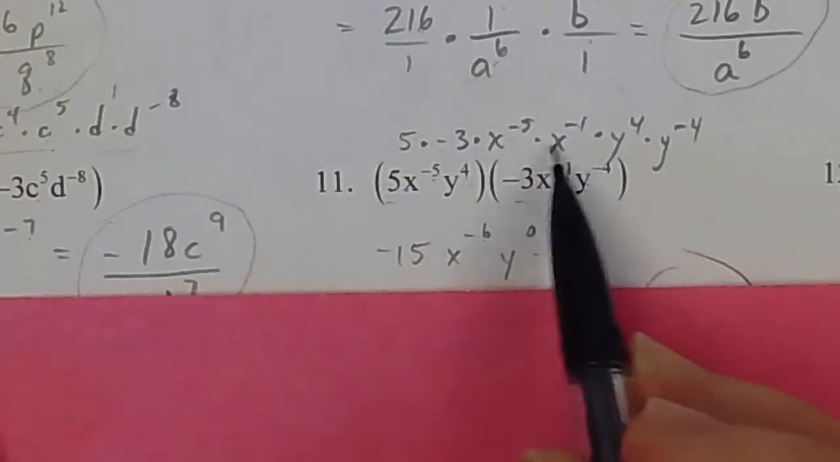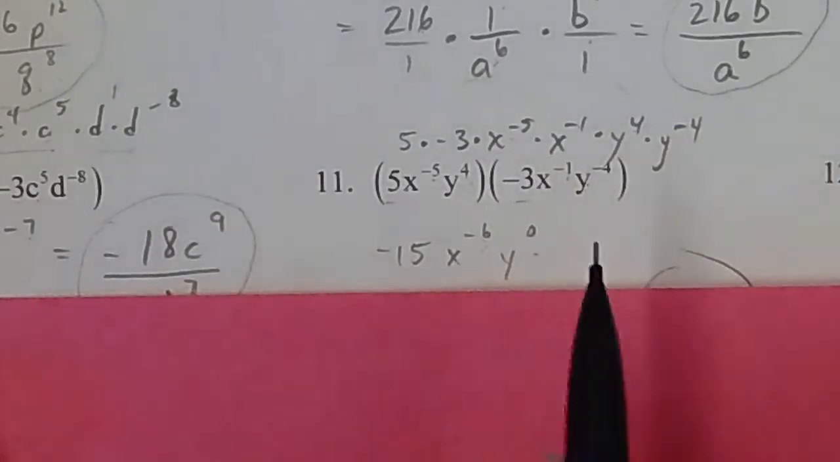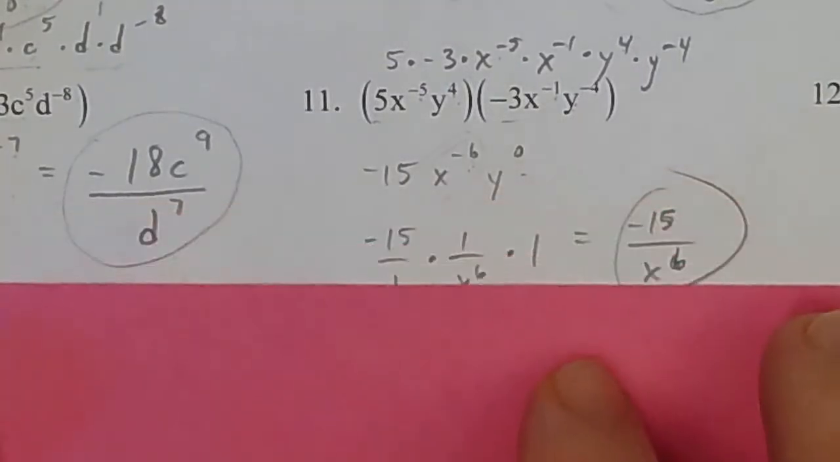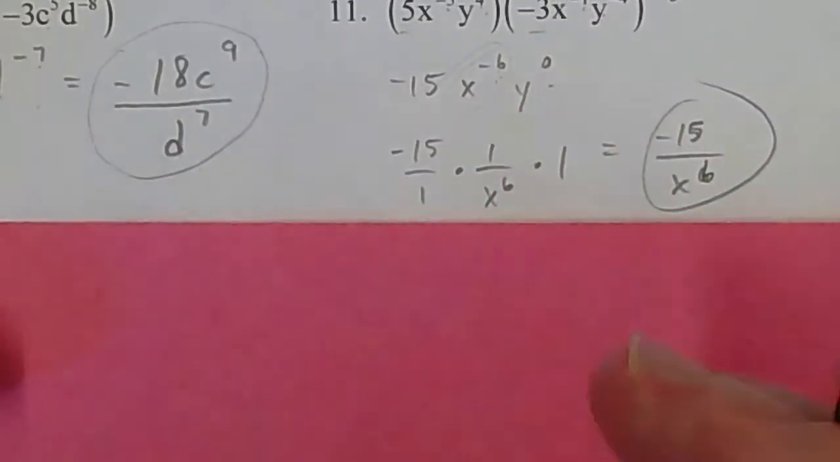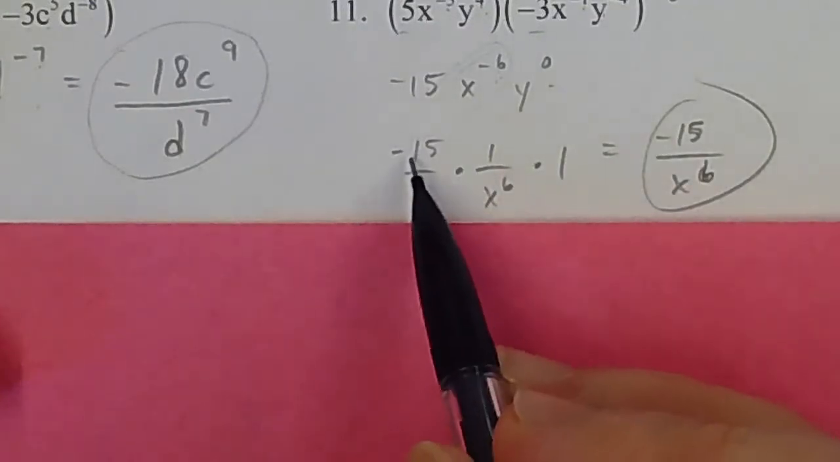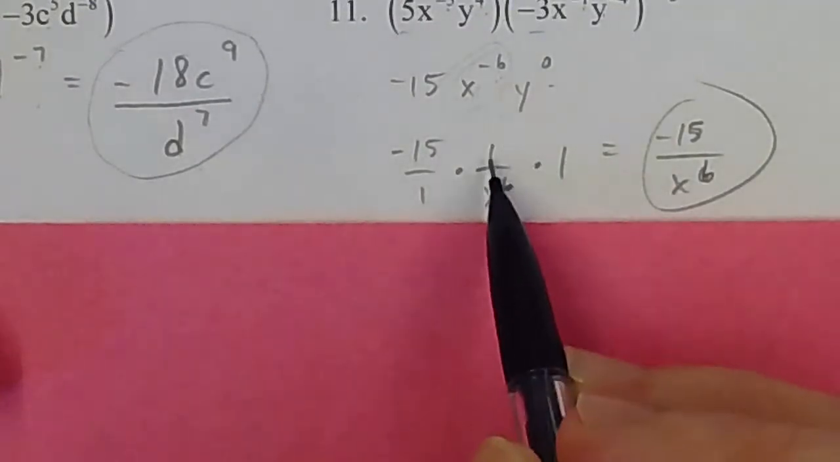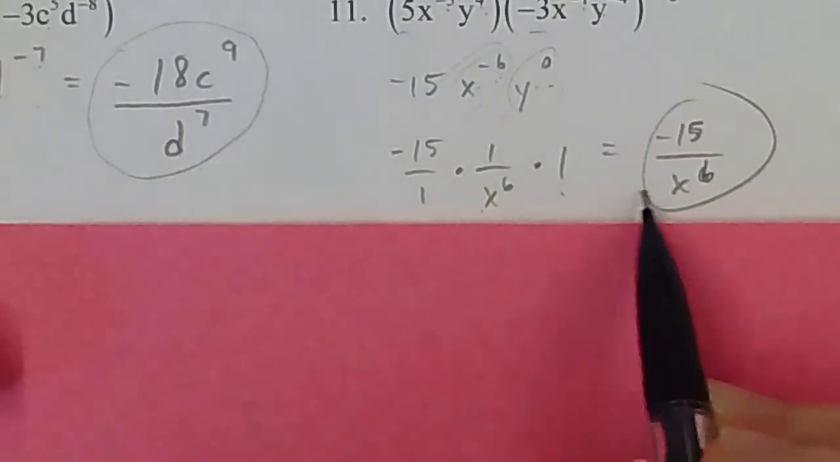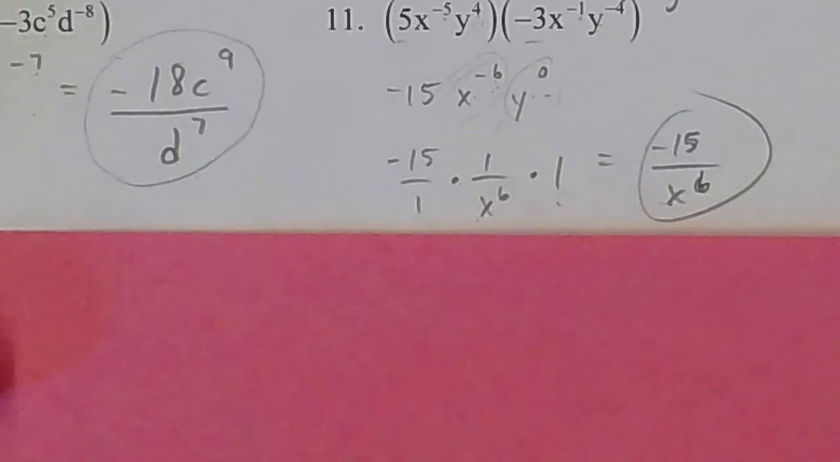Now you don't have to do that every time. I'm just showing you a way to mentally approach it. And now I can put this in the bottom, right? I really broke this down into fractions for you. I wrote negative 15 as negative 15 over 1, times 1 over x to the 6, and then this is just going to be 1. So that's what we get for the final answer for 11.